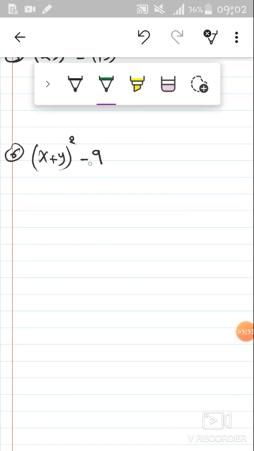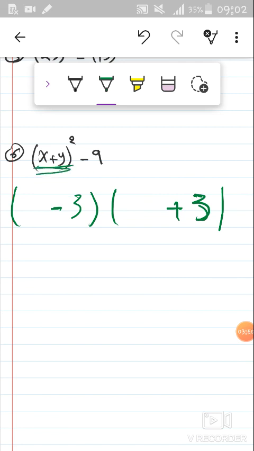Number 6, here we also have the difference between two squares, but we are going to do something. Difference between two squares, 9 will be 3 and 3, positive and negative. What about the first term? The first term is x plus y, squared, so it will be x plus y and x plus y. So the first bracket is x plus y minus 3 and the second bracket is x plus y plus 3.